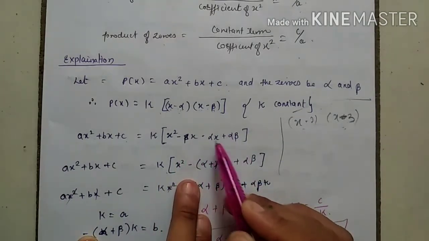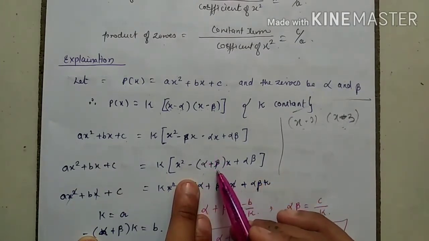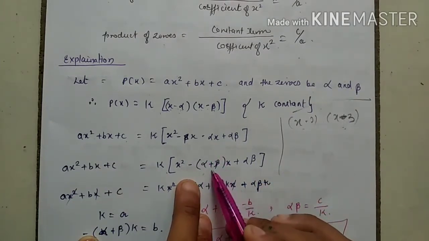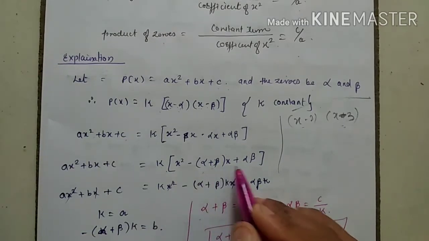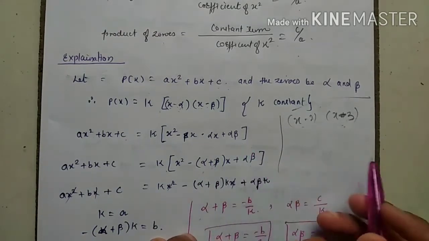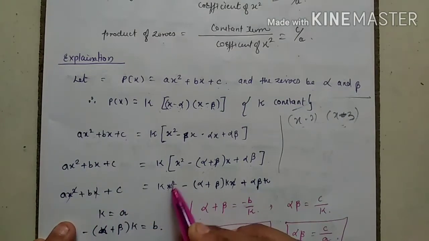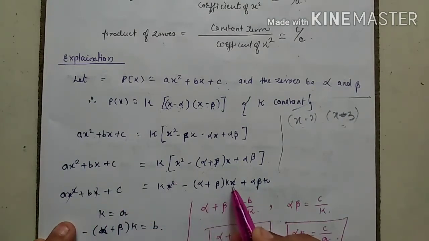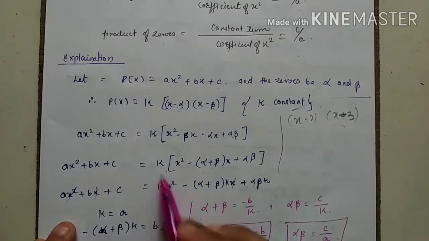Now come to this, as it is k x square. Here is x, here is x, so x I am taking common, so what will remain? Minus alpha minus beta. So I have taken minus also common, so inside what remains? Alpha plus beta x plus alpha beta. After that you can see ax square plus bx plus c equals kx square minus alpha plus beta kx plus alpha beta k, correct? Because k is multiplying with all.